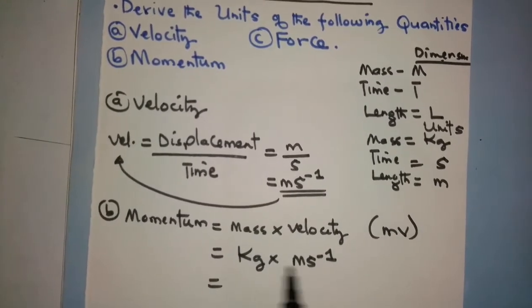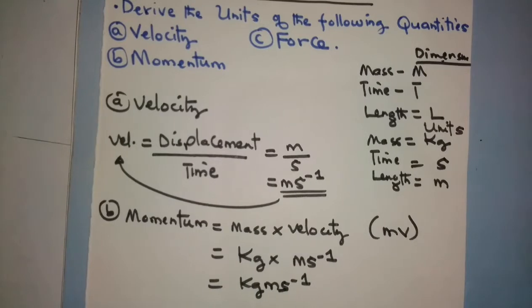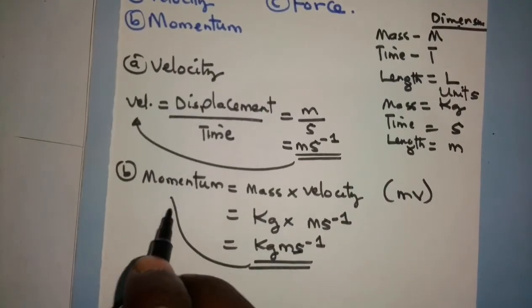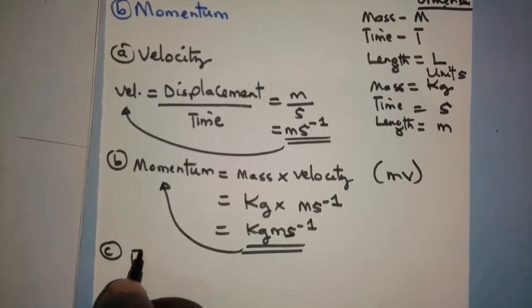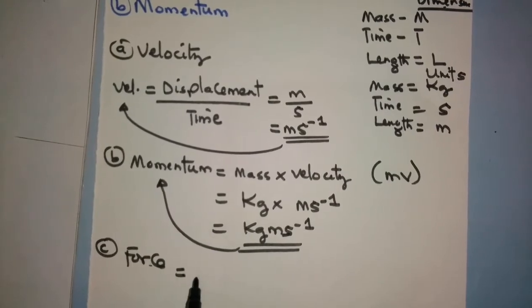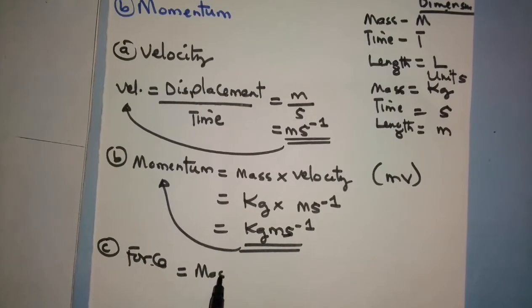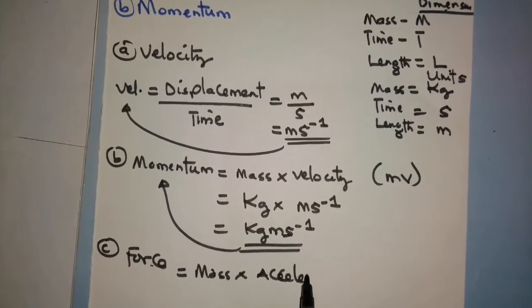So if you multiply all these together, that should give you kgms raised to the power of -1. So this becomes the unit for momentum, as you can see here. And the last case we have here is the unit for the derived quantity, force. Now force, the formula for force is mass of that object multiplied by the acceleration due to gravity.